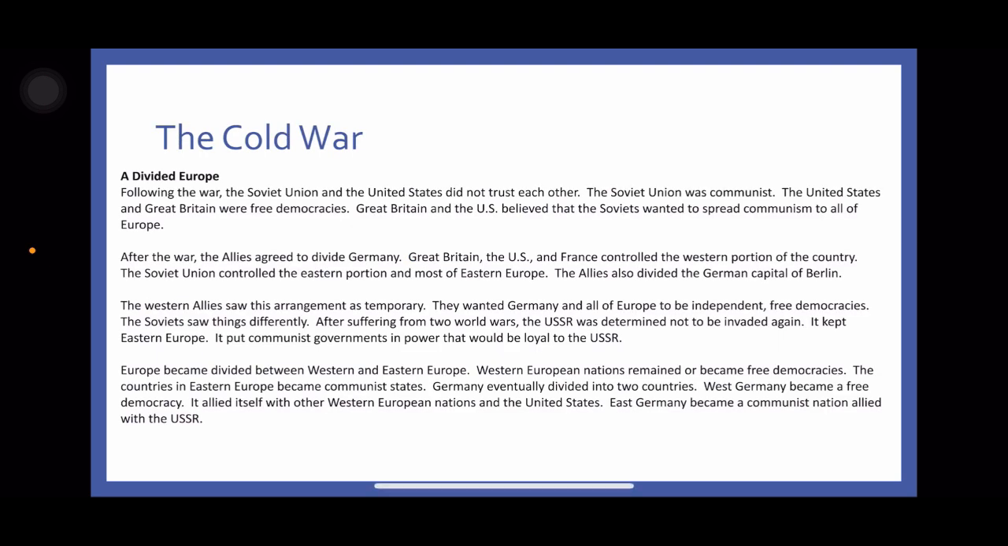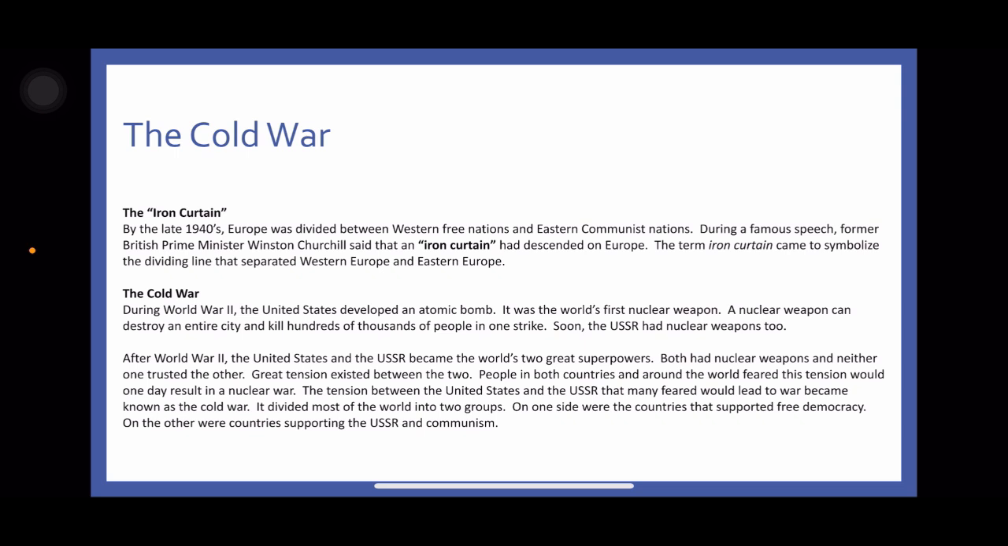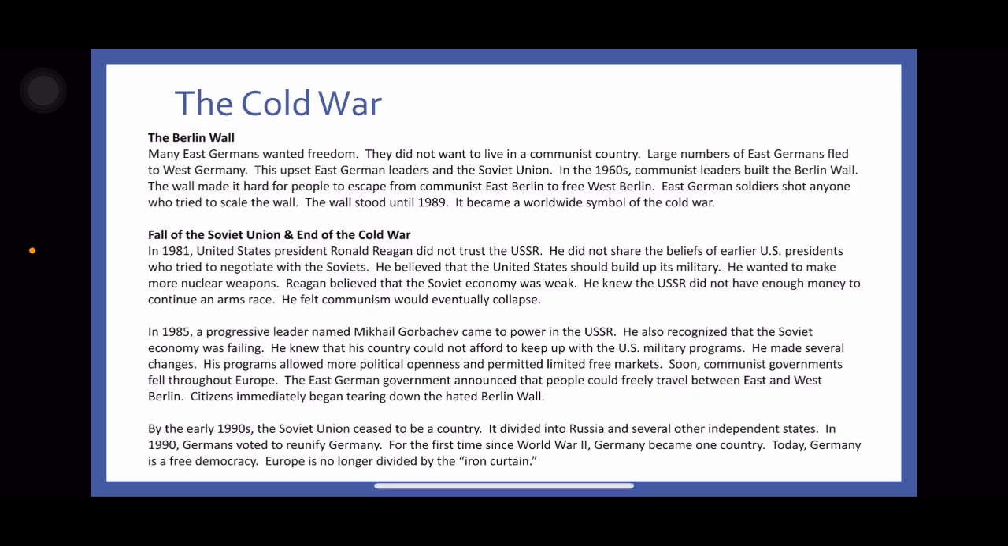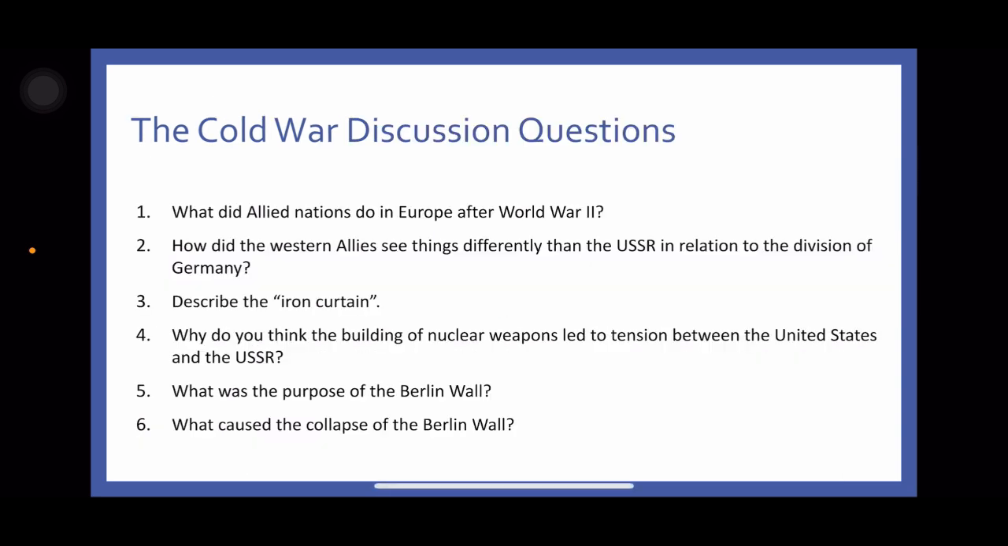And here's the Cold War. Again, pause and you can read. It's a lot of reading. You can pause and read. And Cold War discussion questions 1 through 6. Matter of fact, I will add this too. If you do this, this is another 5 points. So 15. I'm giving you a chance to win 15 full bonus points.